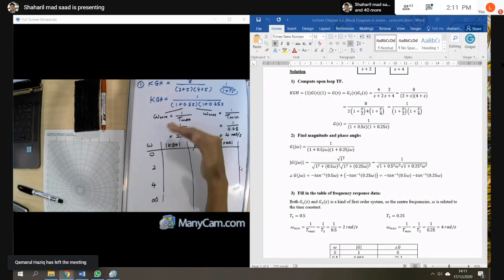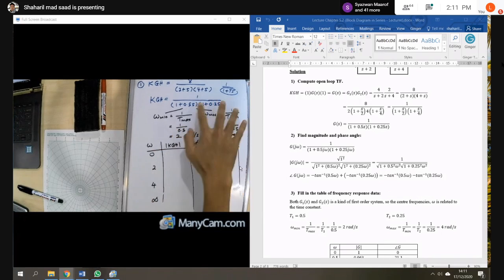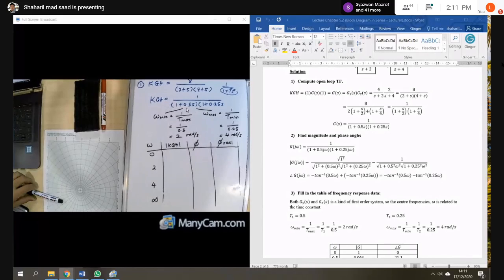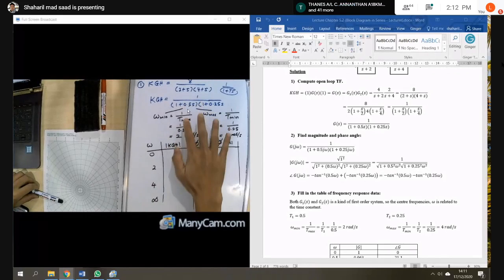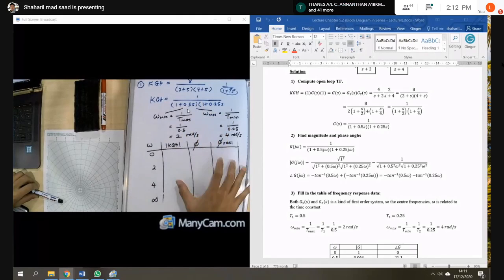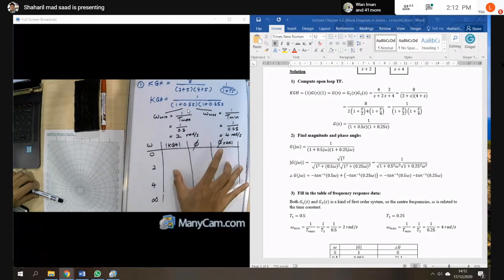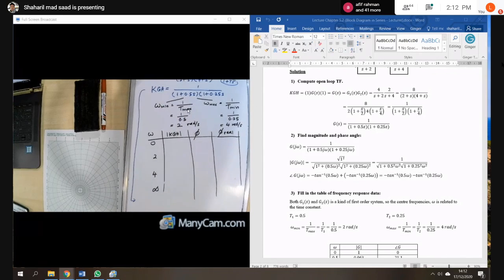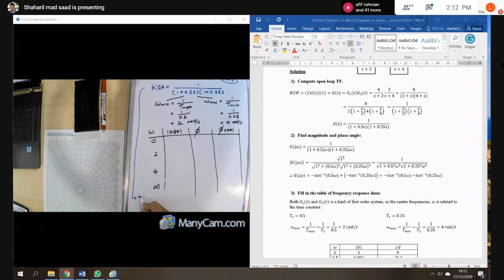Actually for this question, you can just get only the KGH here, right? And then you can straight away use your calculator to get all these values. However, if your values in this table are wrong, then you will lose a total of marks. You will lose a lot of marks here. So what you can do is try to get it in terms of number 2.